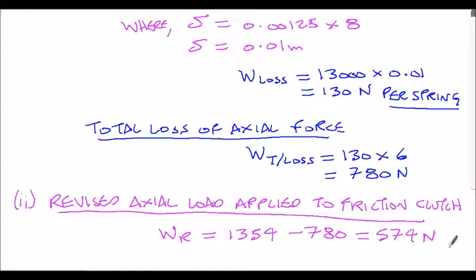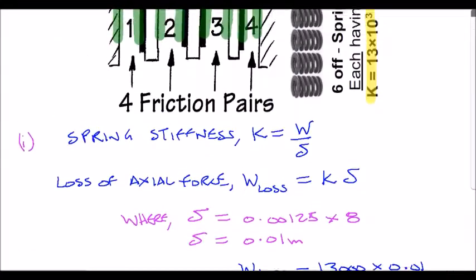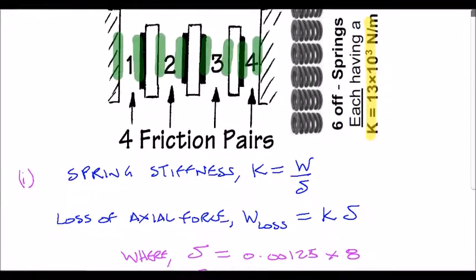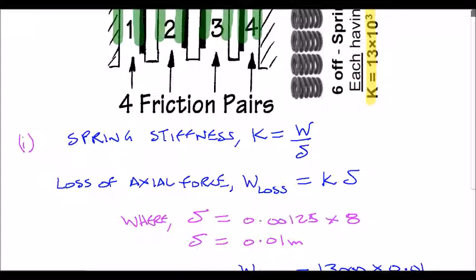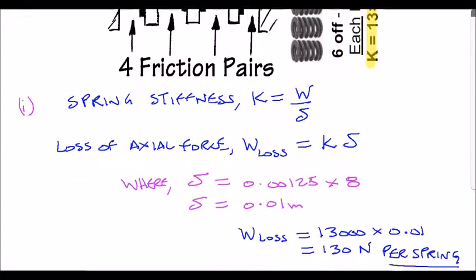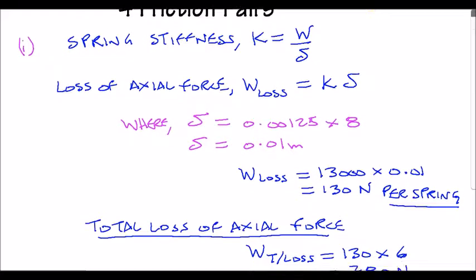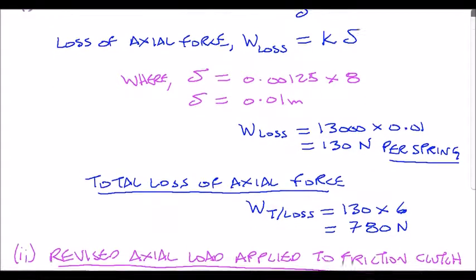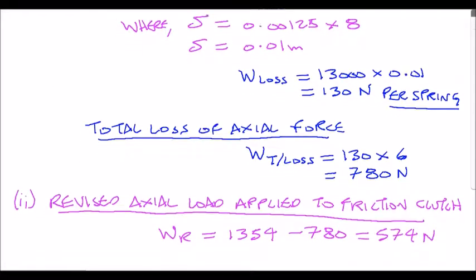Hope you're okay with that. I tried to labour that a little bit, just to show you how the consideration of the wear is accounted for. We need the little formula for spring stiffness, K equals W upon delta. We transpose the equation, worked out what the total loss of distance is for each of the plates, and we can find the loss of the force for one spring, and then factor that by the number of springs we've got. So taking the 780 from the 1354, we get 574.